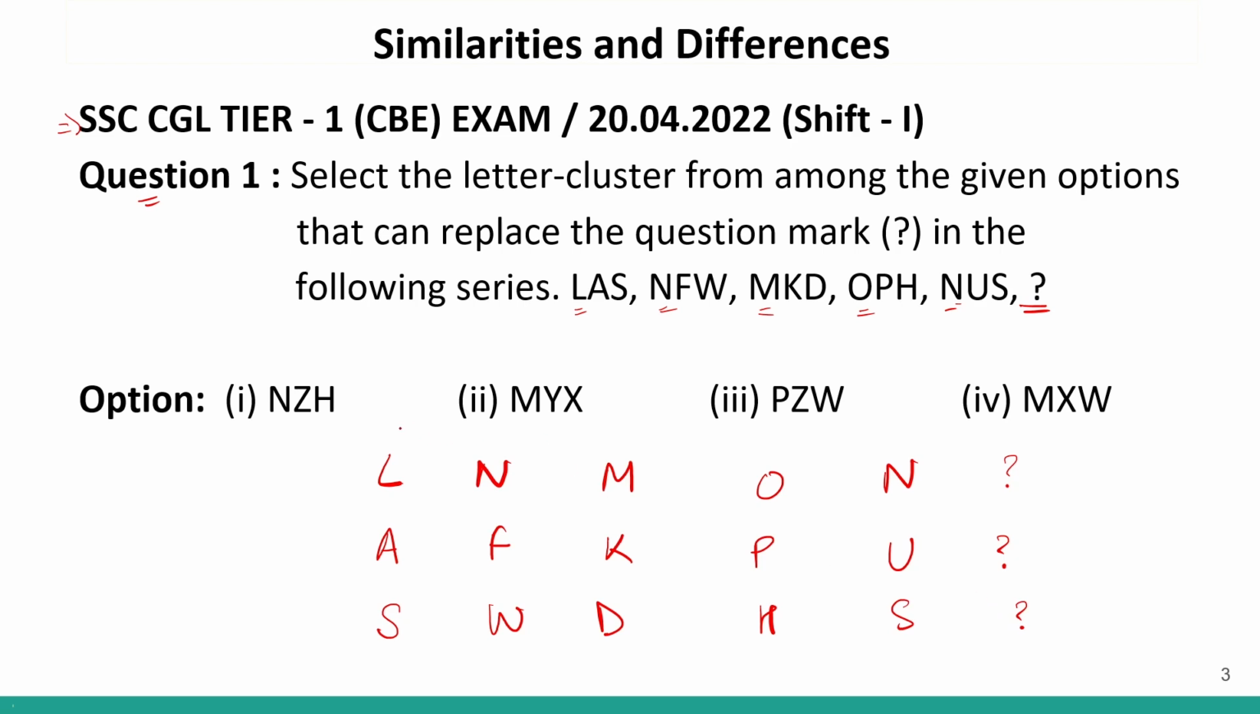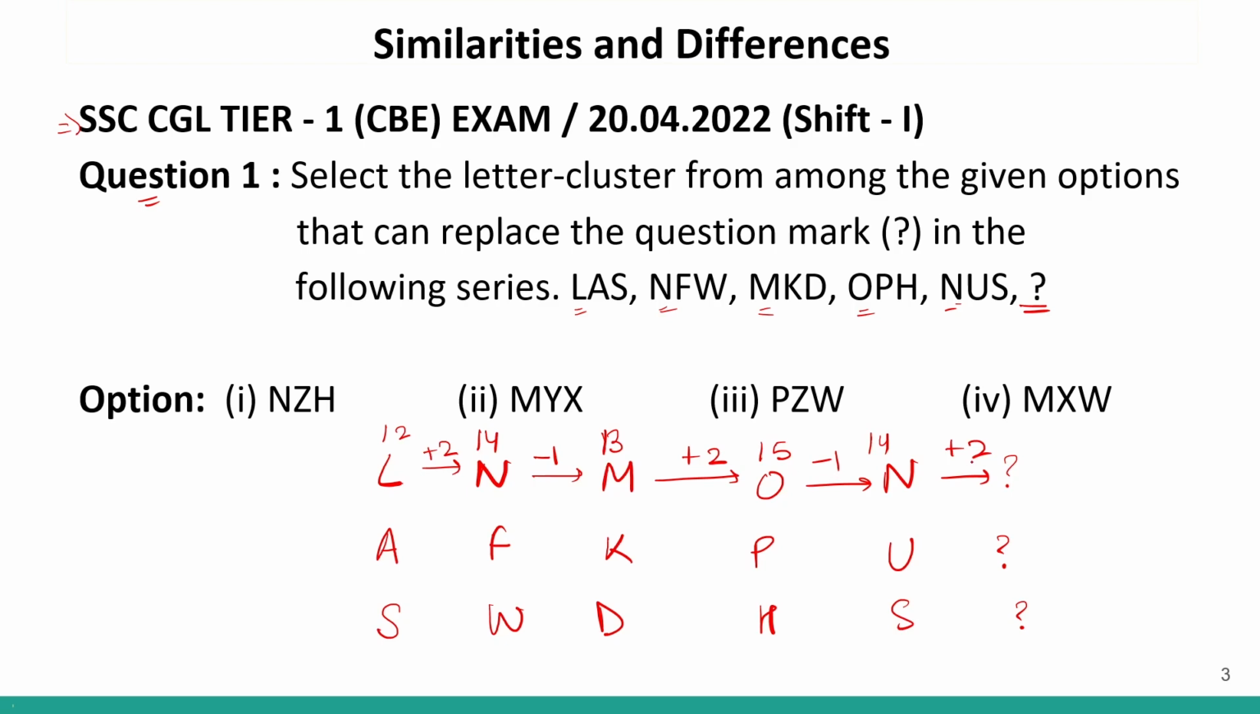Now, if you look at this series, the forward rank for L is 12. Similarly, the forward rank for N is 14. The forward rank for M is 13. The forward rank for O is 15. The forward rank for N is 14. So here I can see the first series is +2, -1, +2, -1. So we are adding 2, then subtracting 1: 2 positions forward, 1 position back.